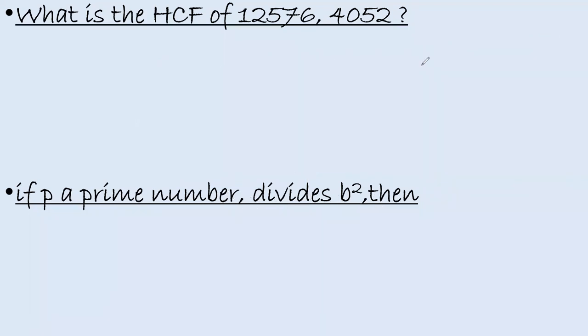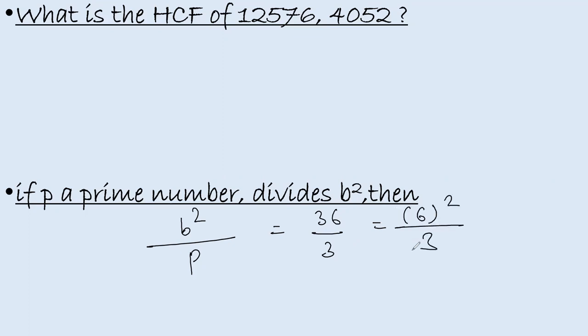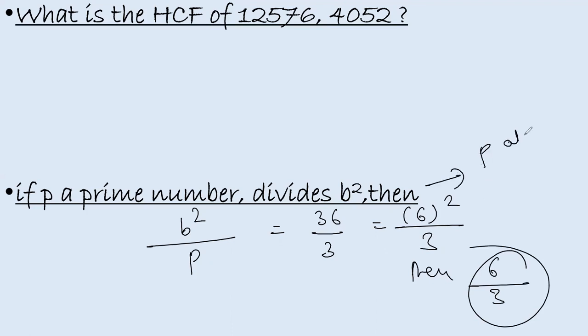And the question is, if P, a prime number, divides b squared, then what? If b square is divided by a prime number, so let's take a prime number 3 and take any square number. If I'm saying 36, so if 36 is divided by 3, it means we can write 36 as 6 square. It is also divided by 3. So if b square is divided by 3, then b is also divided by 3. So if 6 square is divided by 3, then 6 is also divisible by 3. So the answer of this question is P also divides b.